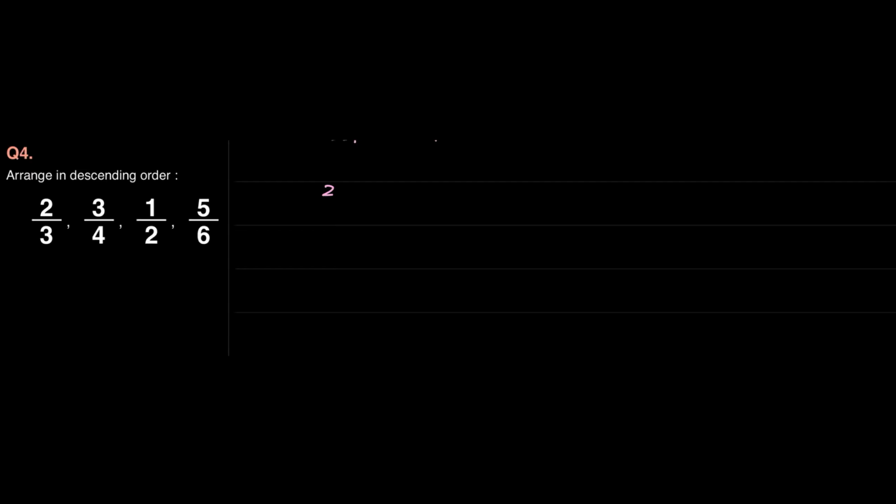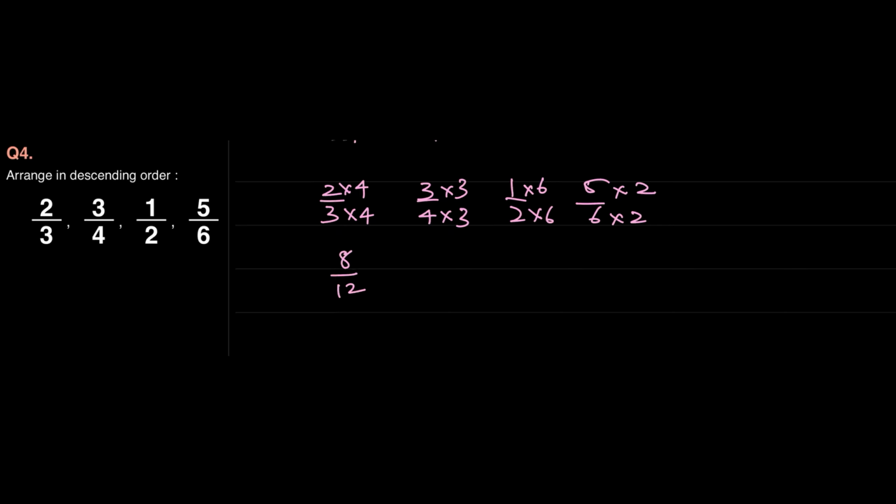So what I am going to do is copy all the fractions first: 2 upon 3, and so on. Now make all the denominators 12. 3 4s are 12. 4 3s are 12. 2 into 6 is 12. 6 into 2 is 12. Now multiply. 8 upon 12 first, then 9 upon 12, 6 upon 12, and 10 upon 12.